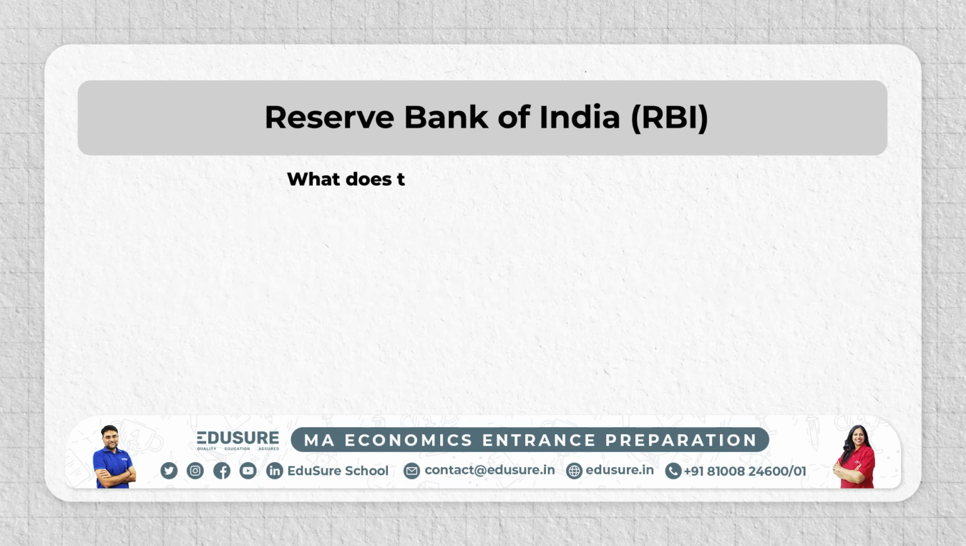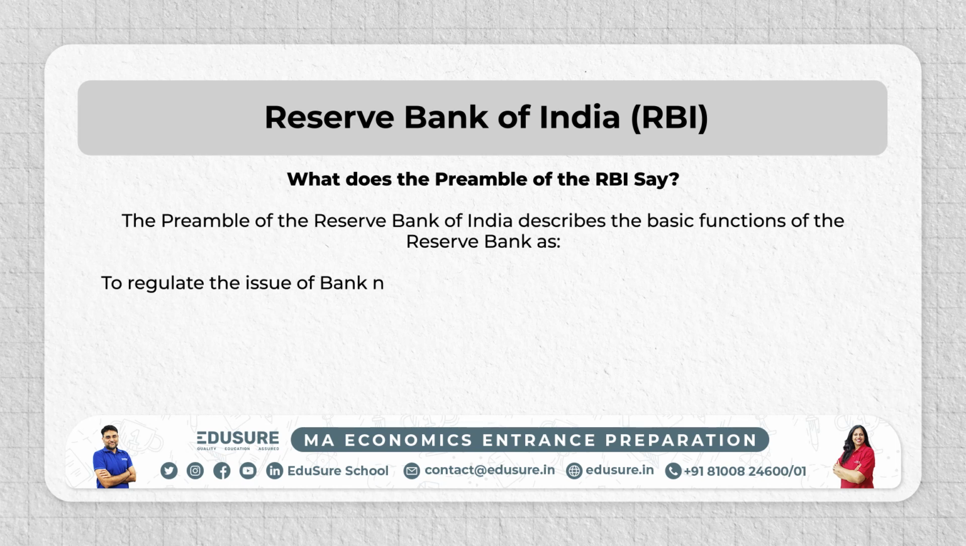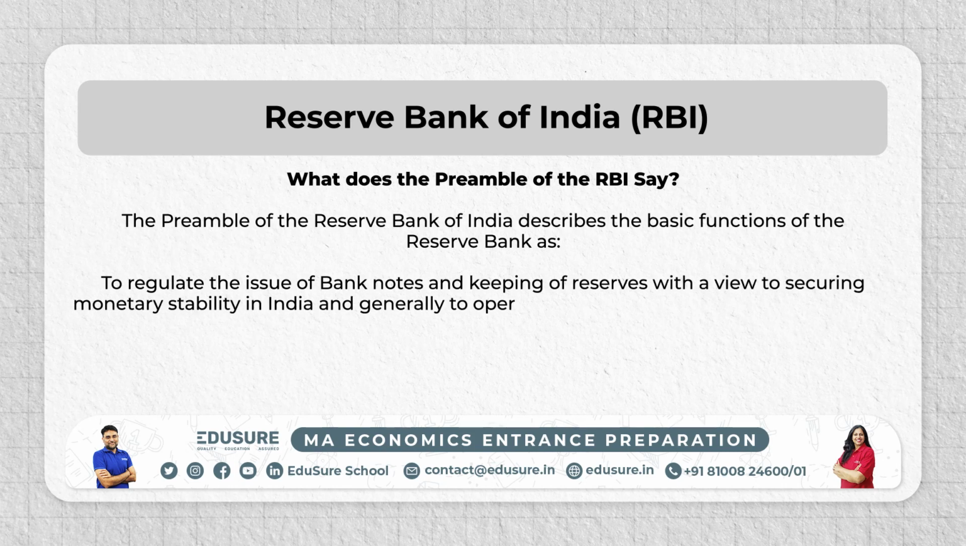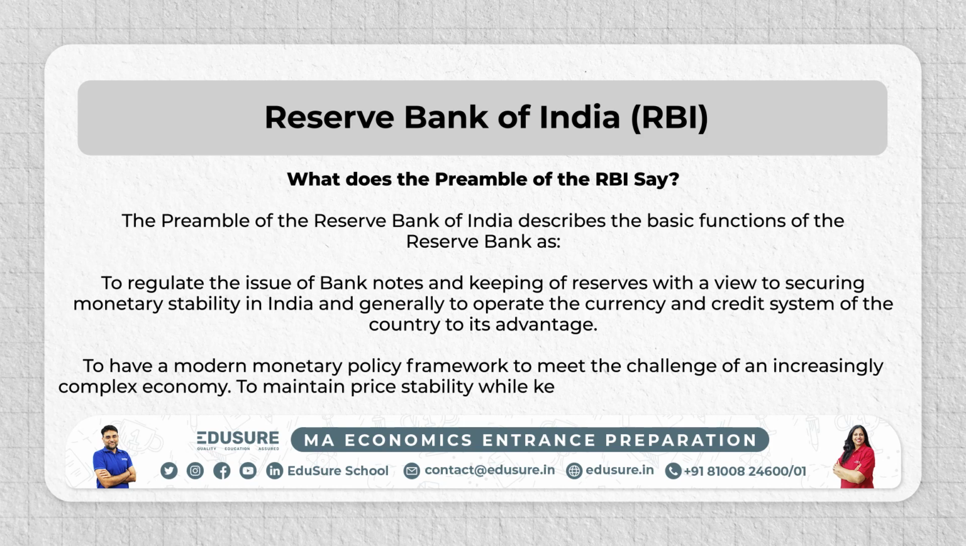What does the preamble of the RBI say? The preamble of the Reserve Bank of India describes the basic functions of the Reserve Bank as to regulate the issue of banknotes and keeping of reserves with a view to securing monetary stability in India, and generally to operate the currency and credit systems of the country to its advantage. To have a modern monetary policy framework to meet the challenge of an increasingly complex economy, to maintain price stability while keeping in mind the objective of growth.